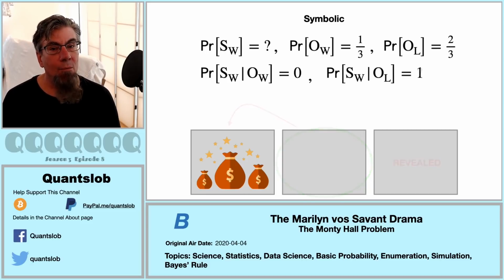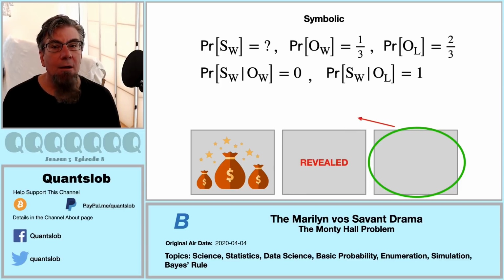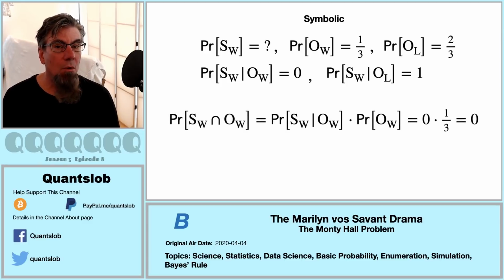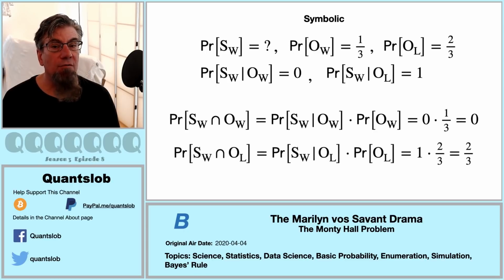If, on the other hand, our original selection is incorrect, winning by switching must occur. No matter what, we will switch to the door with the prize. Therefore, the conditional probability of win by switching given an incorrect original selection is 1. So our system, or space if you prefer, is fully defined. We know everything there is to know about it.